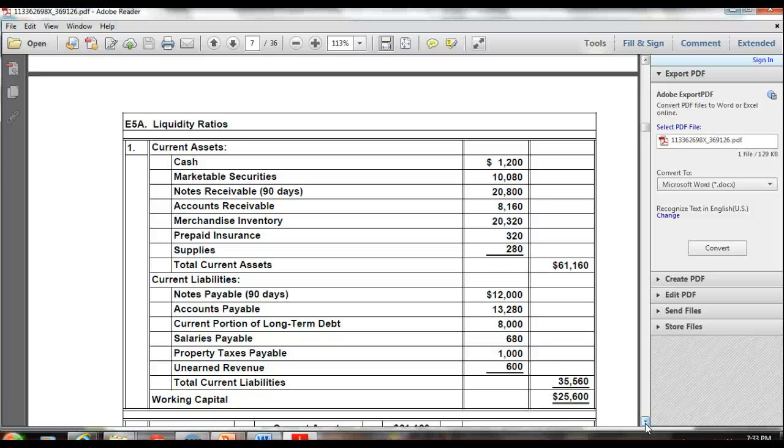Now, why would that be a current liability? I'll guarantee you don't pay your property taxes within the current period. They're going to come and take away your home, put a lien on it. And then the unearned revenue. Those will total our current liabilities.